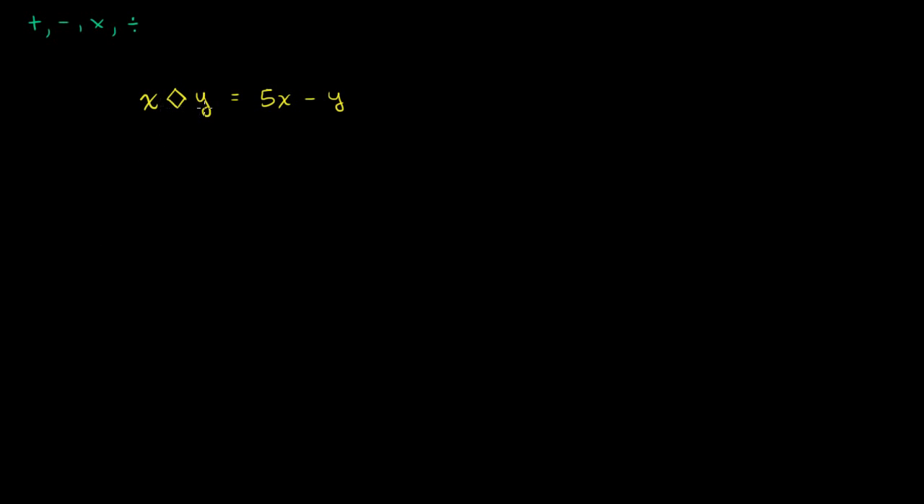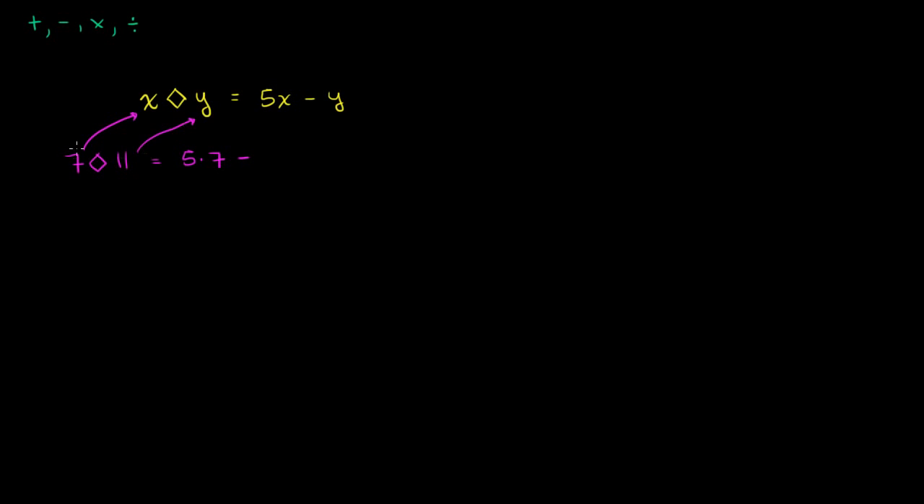So if I have x diamond y, by definition, we have defined this operator. That means that's going to be equal to 5x minus y. So given that definition, what would 7 diamond 11 be? Well, you just go to the definition. 7 diamond 11, instead of an x, we have a 7. So it's going to be 5 times 7. So let me do it. 5 times 7 minus, instead of a y, we have an 11.